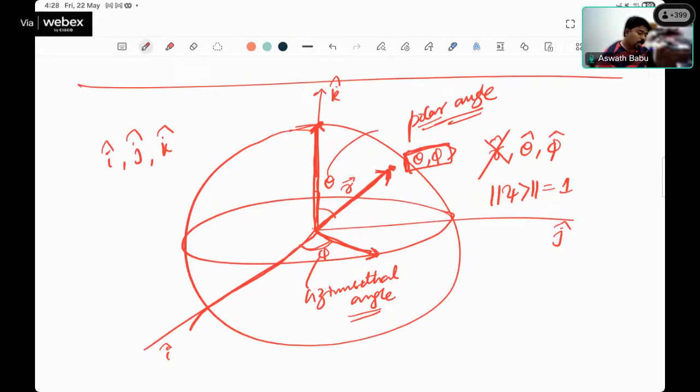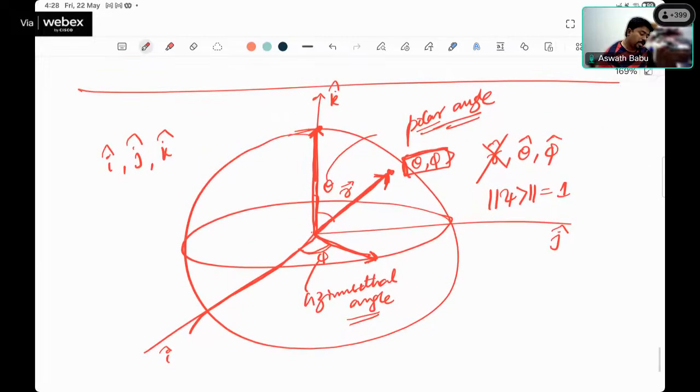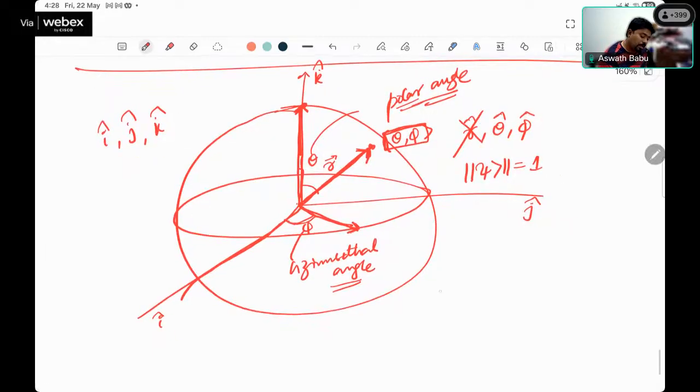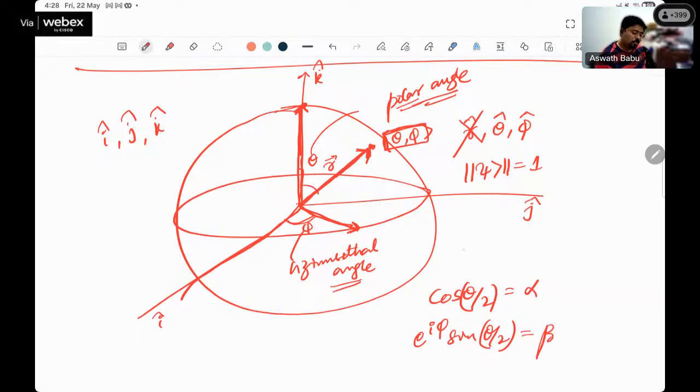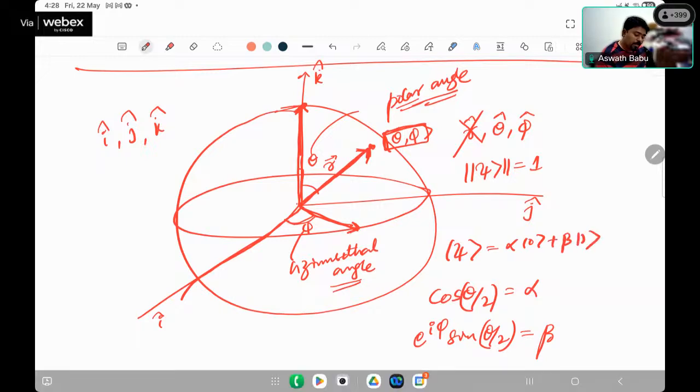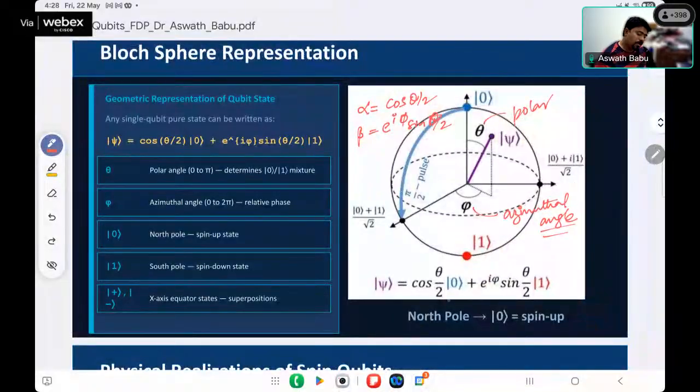Now people use that strategy and take cos(theta/2) as alpha, and e^(i phi) sin(theta/2) as beta. So my quantum state really is what? Alpha |0> plus beta |1>. Now it becomes cos(theta/2) |0> plus sin(theta/2) e^(i phi) |1>.